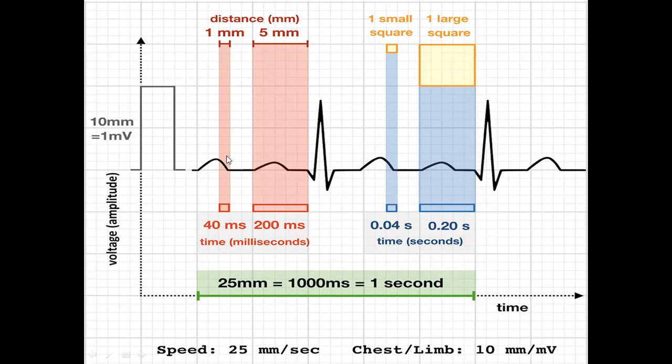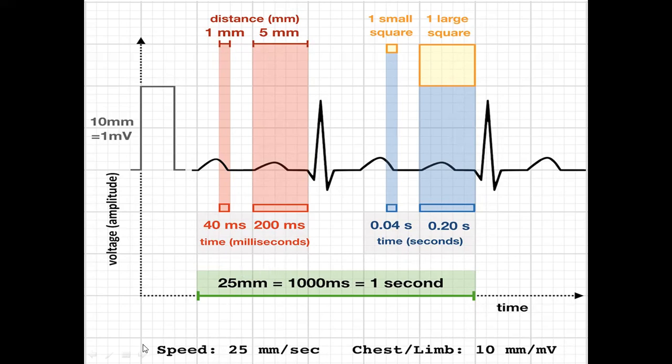So here you can see this is each small square, that is 1 millimeter, which denotes 40 milliseconds, and this is a large square which has 5 small squares, that is 1, 2, 3, 4, and 5. So this is a large square which is 200 milliseconds.